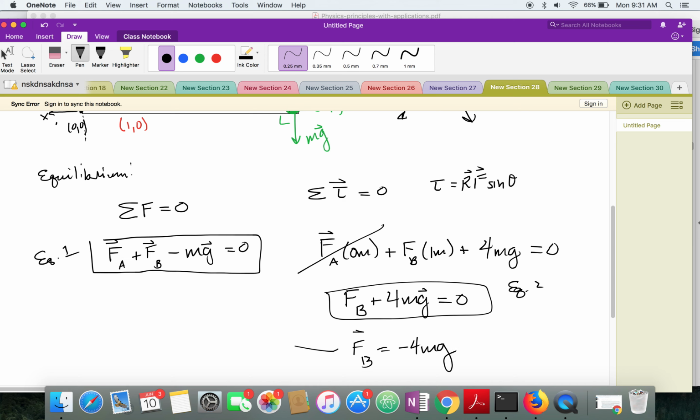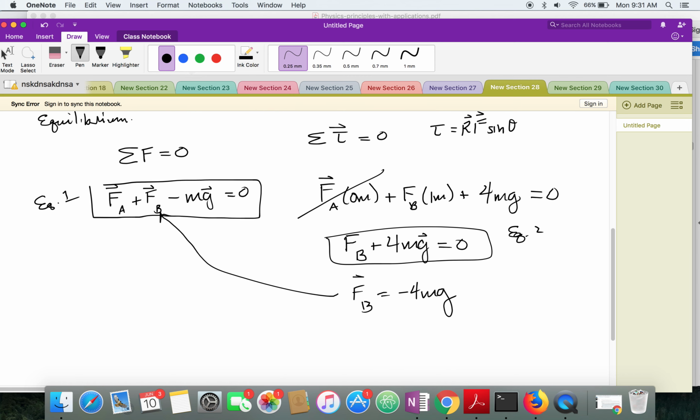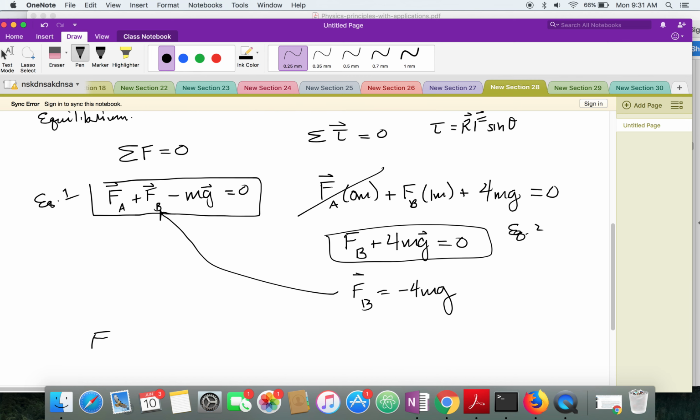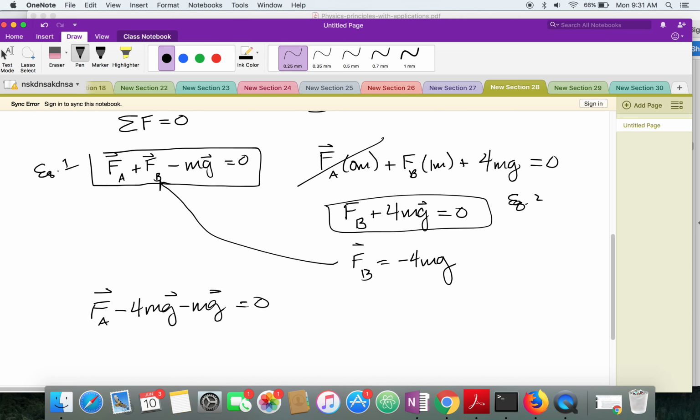Then we can plug that in there. If we do that, what we get is FA minus 4 mg minus mg all equal to 0. This is minus 5 mg. So FA minus 5 mg equals 0. And so we can solve for the force A. That's just 5 times the diver's weight, 5 mg.